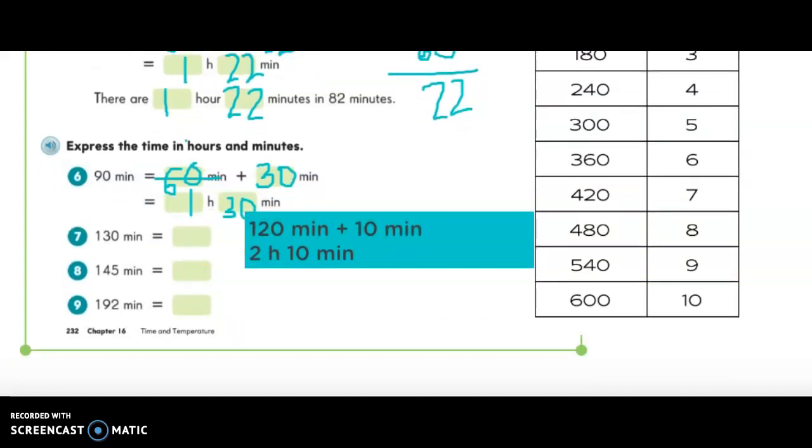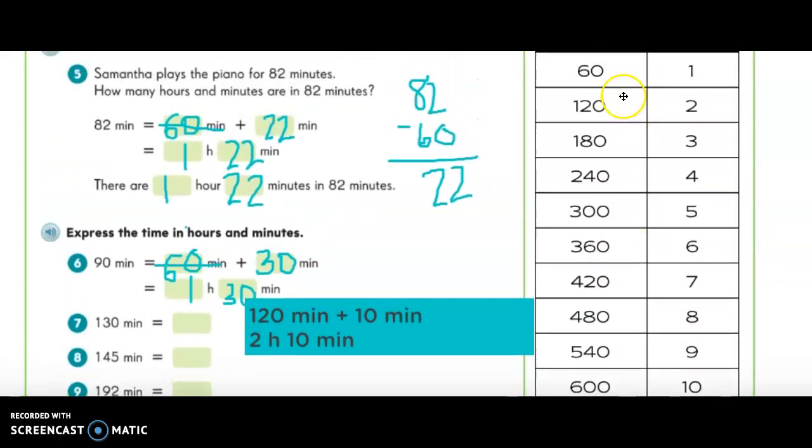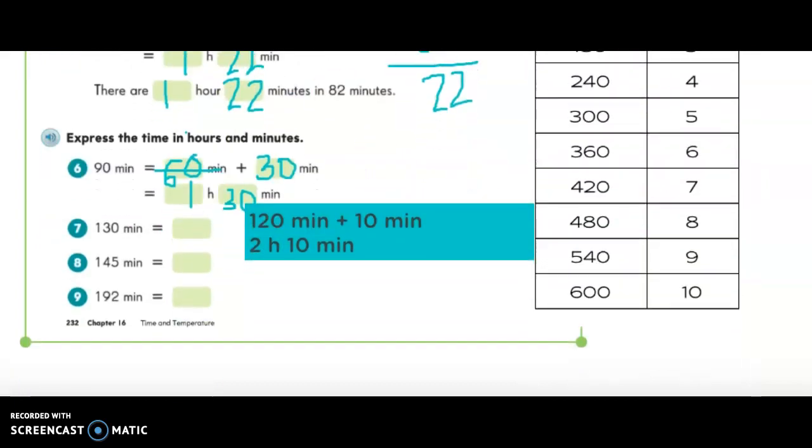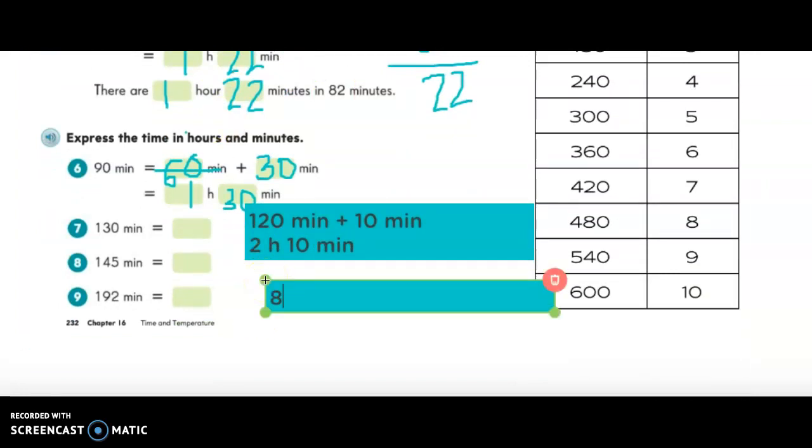Now number 8, 145 minutes. So again, we're going to go over to our chart, and we're thinking about what's the highest amount of minutes we can pull out that can be converted to an hour. So 60 minutes we can do, 120 minutes we can do, 180 we cannot, so we're going to stick with 120. So it's going to be a little similar to the next one. So this is number 8.